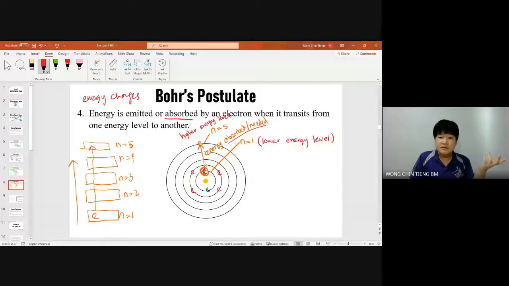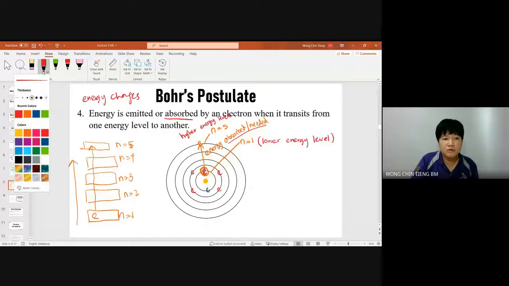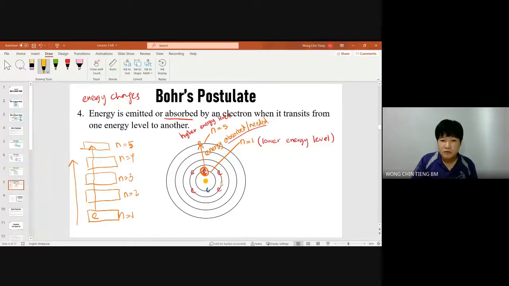Make sense? And when I say it's moving up, it's not necessarily moving all the way from 1 to 5. I can move as little as, I have energy at n equals to 2, moving only up to 3. Daripada 2, hanya naik 3, masih bergerak naik atas, betul? 2 naik 3. So this transition is from n equals to 2 to n equals to 3.